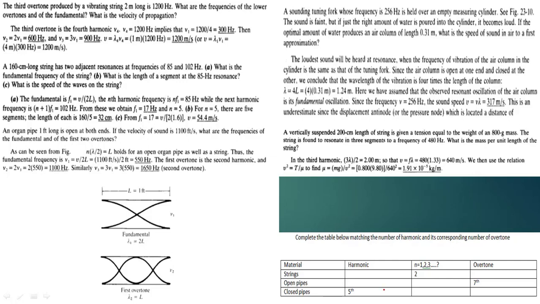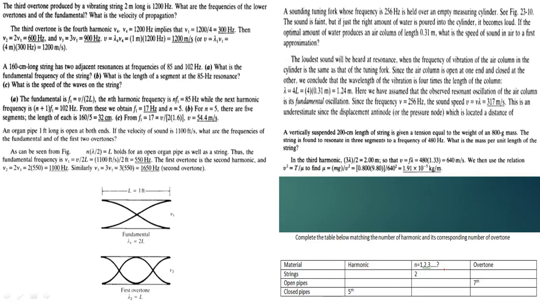Okay, so we know that this is a material, either strings, open pipes or closed pipe. The first row tells us this is the column of harmonic, this is the column of the value of n, which are harmonics, of course, and this is the value of overtone, whether it is 7th, 1st, 2nd, etc.